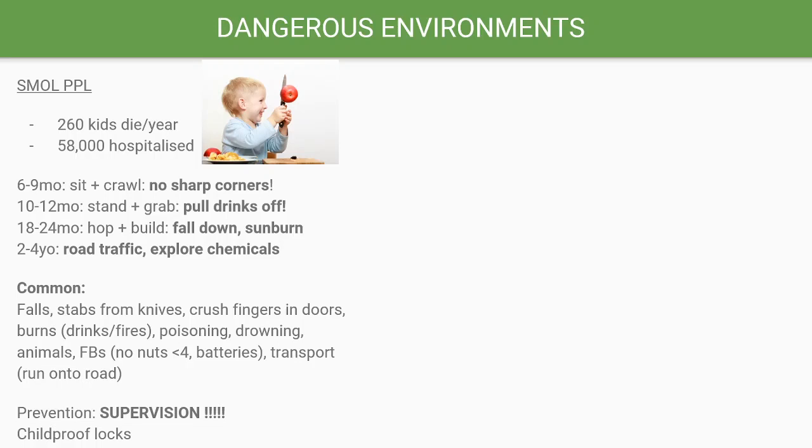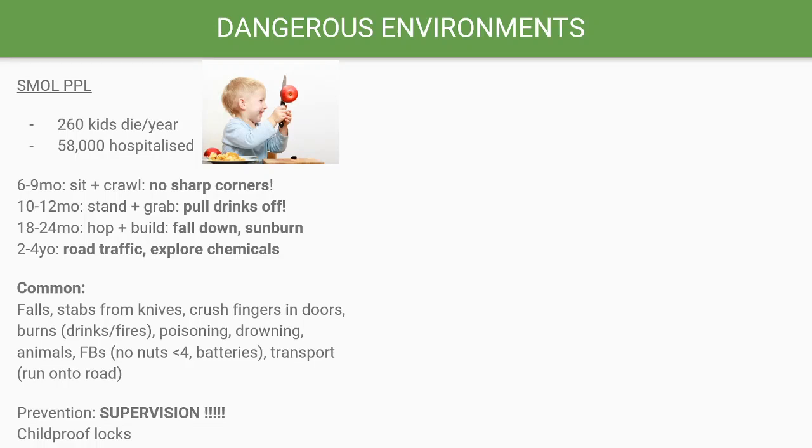When they're 24 months, they go outside and do lots of things, they get sunburnt and they fall. And then 2 to 4-year-olds, they'll run in front of the road and things, and they'll start to look inside cupboards and can drink chemicals and liquids. So common things are falls. No nuts to people under 4. Lots of batteries that can get swallowed. And obviously prevention is supervision.